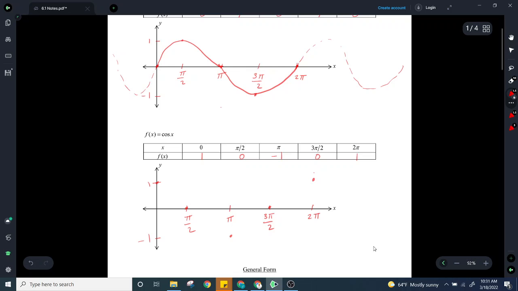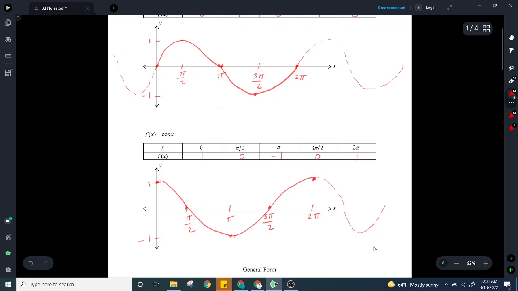Okay, so your cosine curve is going to look like this. It's going to have a little hook on the end. It's going to come down, nice and smooth, continuous, no breaks in the graph. And there you go. So that's one cycle from 0 to 2 pi. And again, this would repeat indefinitely.